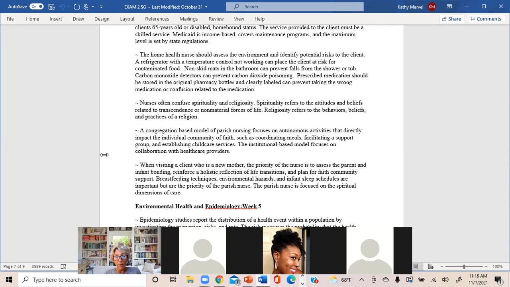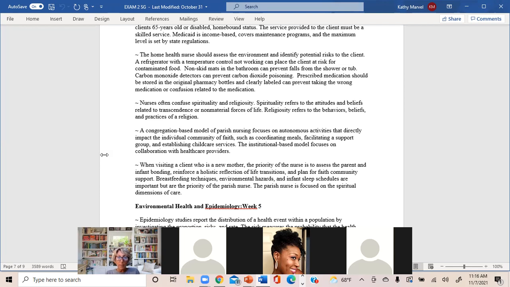Okay. However, if the congregation requires more health support, which they often do, then the leadership of the congregation has to decide what services they want to collaborate with other agencies to get those services into their congregation. And that's when it becomes the institutional based model.